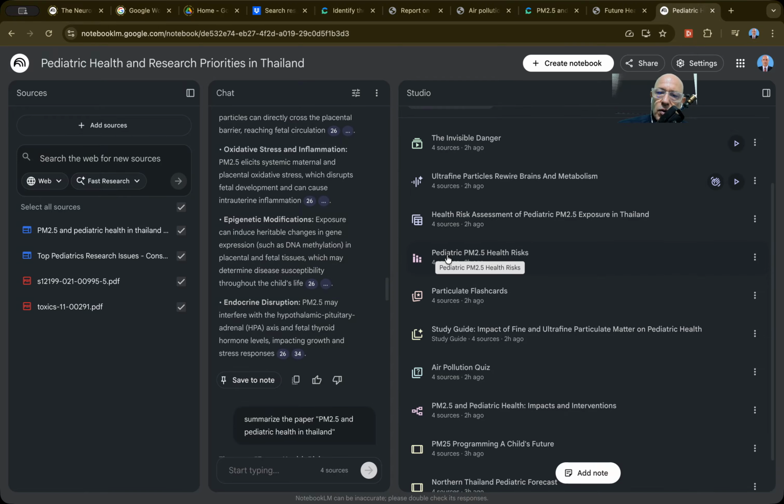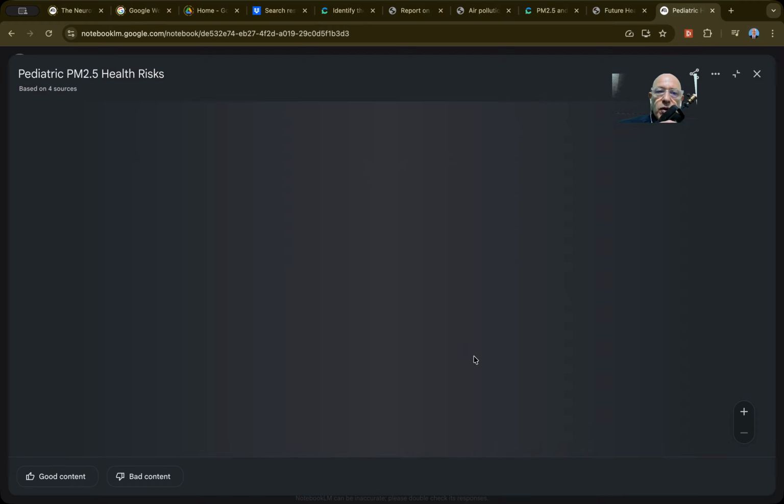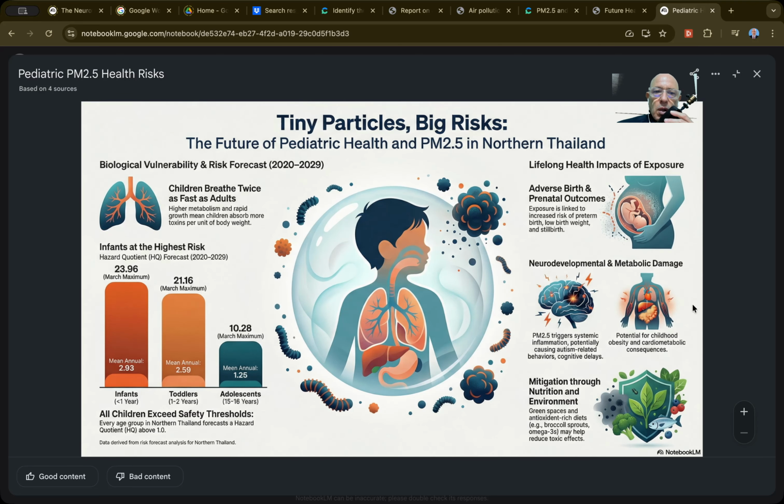What is this? This is an infographic. So it's made it really visual. I got a full screen or larger screen. That is pretty amazing. Okay, it's a one-page infographic.